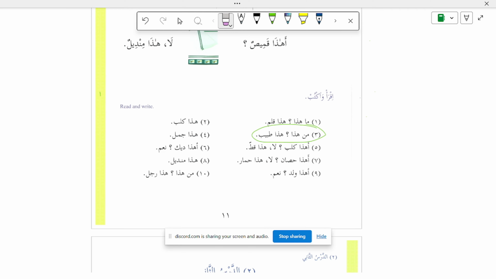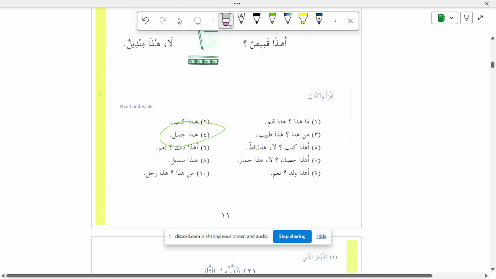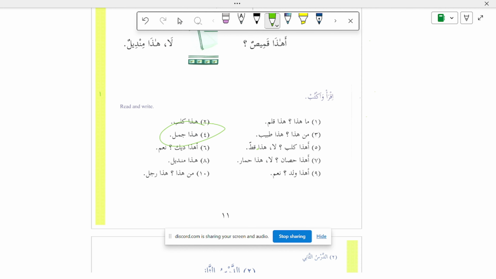Translation. Who is this? This is a doctor. Excellent, perfect, mashallah. Okay, next. هذا جمل. That's a camel. Perfect. Next.